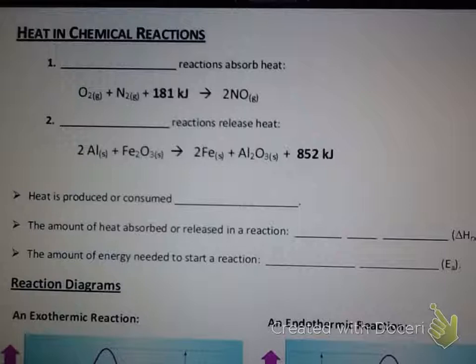We looked at combination and decomposition, and then we looked in detail at predicting products or whether reactions would occur for single displacement and double displacement reactions. So now we're going to finish the chapter talking about the hidden or unseen element of a chemical reaction, which is heat.